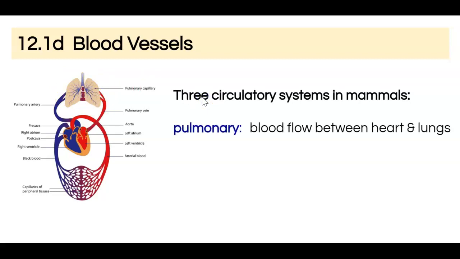So our pulmonary circulatory system is that part of the circulatory system where blood is flowing between the heart and the lungs. And if you know any French, you'll know that the French word for lungs is poumon, and so that may help you remember pulmonary. Pulmonary is an adjective that refers to anything related to the lungs. Next, we can simply talk about the blood that's flowing through the heart itself, just through the heart itself. And so we call that the coronary.